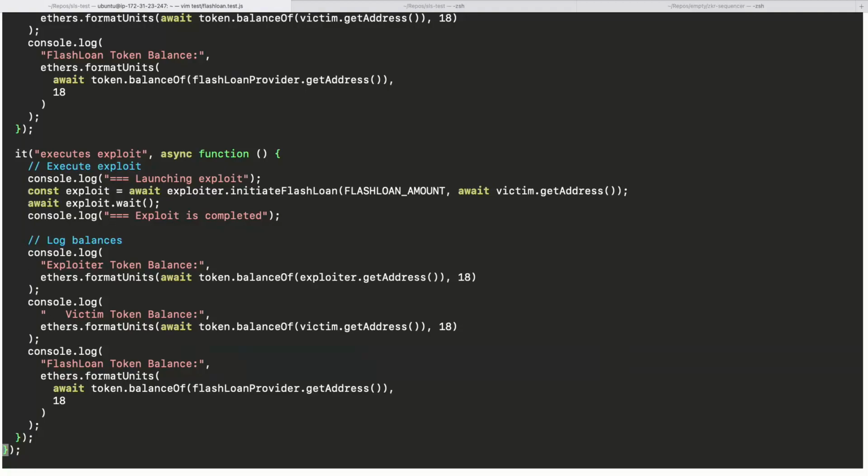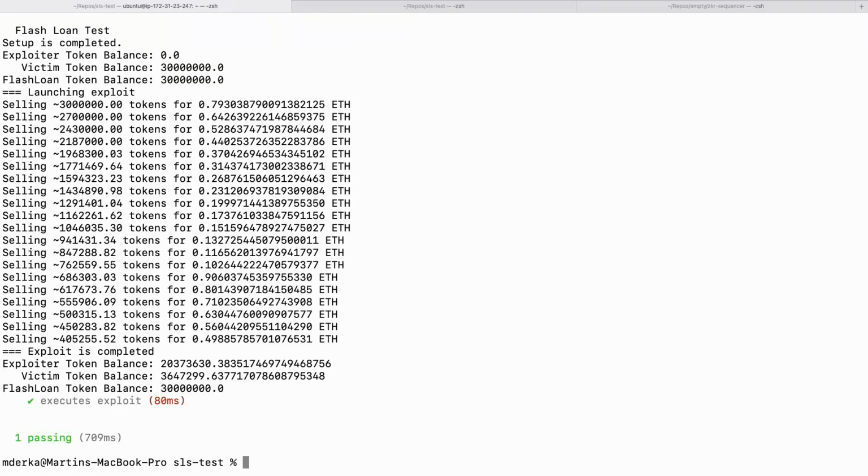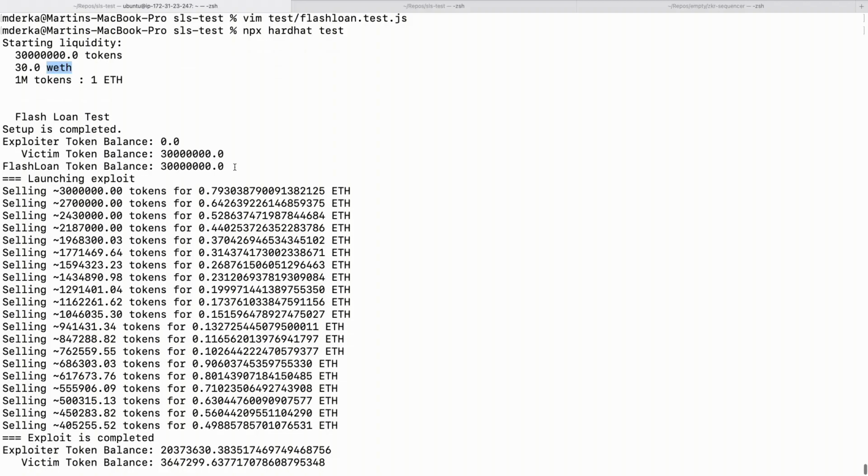So if I now go ahead and execute this on my local network, it's going to look somewhat like this. Scrolling up, we have 30 million tokens and 30 WETH that went into a Uniswap pair. So exactly as I said, 1 million tokens for 1 ETH. And then we have some logging that you could have seen. The exploiter right now didn't receive any tokens, right? It starts with 0 balance. The victim has 30 million tokens. The flash loan provider also has 30 million tokens.